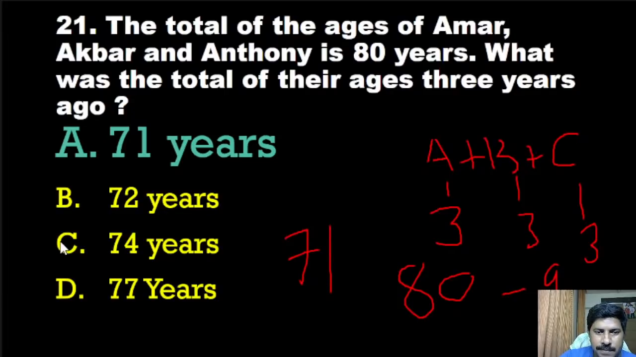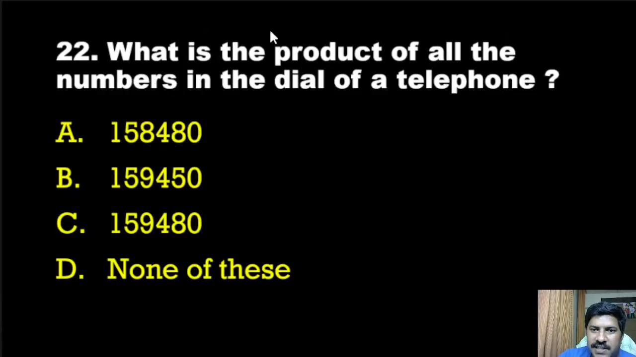So next question. What is the product of all the numbers in the dial of a telephone? Options: 158480, 159450, 159480, none of these.